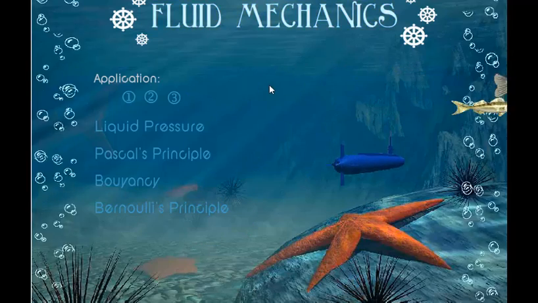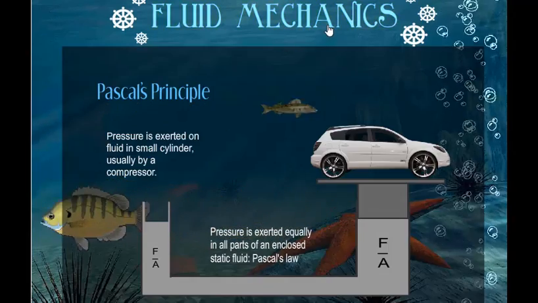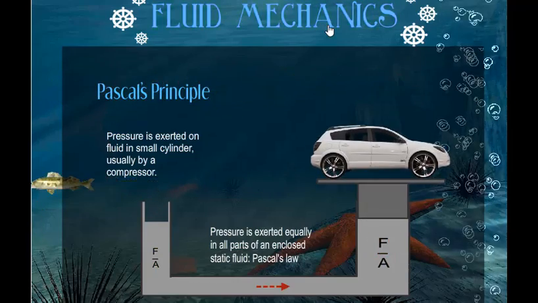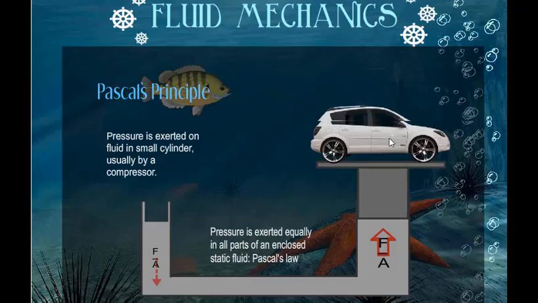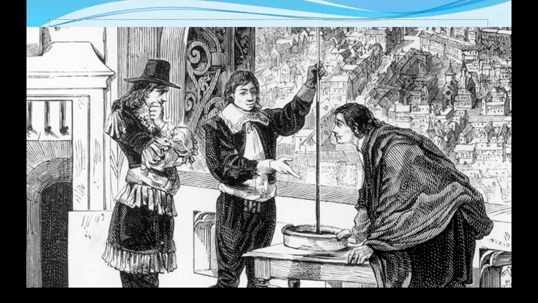Okay, now let's take a look at one application of fluid mechanics. Why is it that a hydraulic lift is able to lift a heavy car while you are only exerting a small amount of force on this side, but you can lift a car? Okay, so let's discuss Pascal's principle. You can see here Blaise Pascal performing the experiment. Whatever pressure is applied here will be transmitted to this one, up to this area.